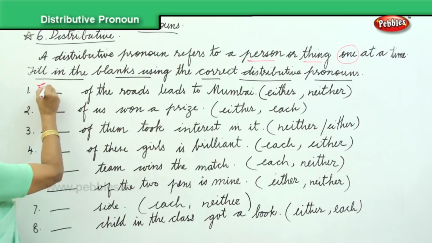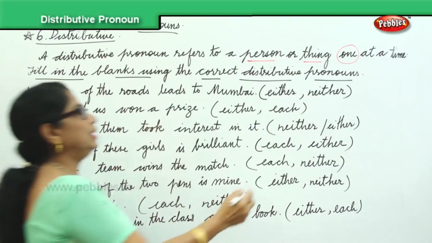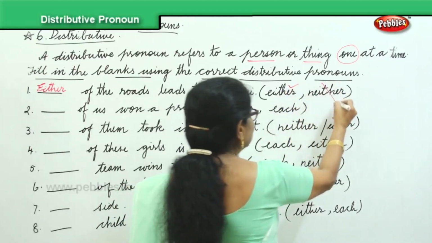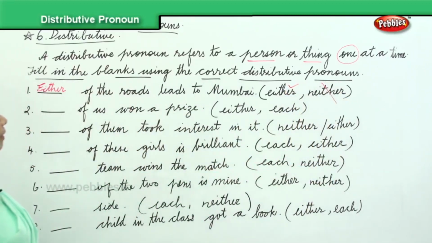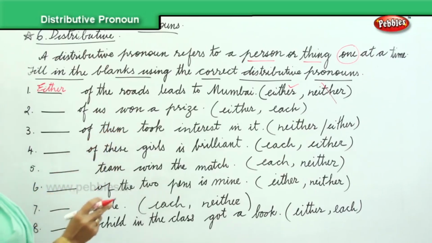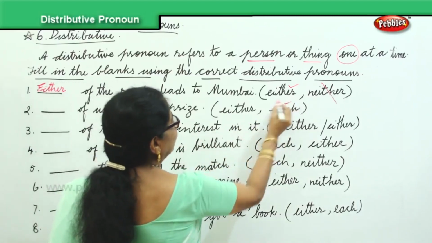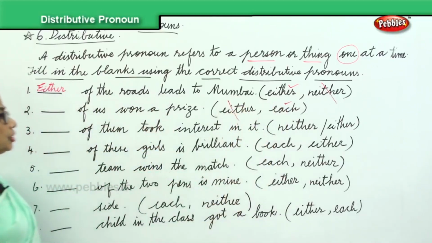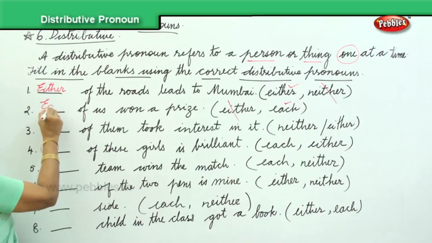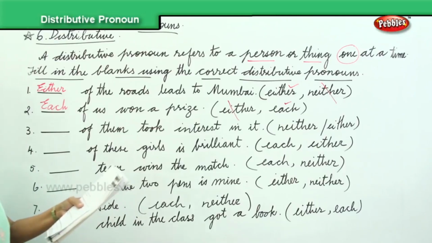Capital letter. Either of the roads leads to Mumbai. So, we are not using this word. Next, we have each, neither. Each of us won a prize. Remember, we are talking individual, singular. Each. So, each of us won a prize.